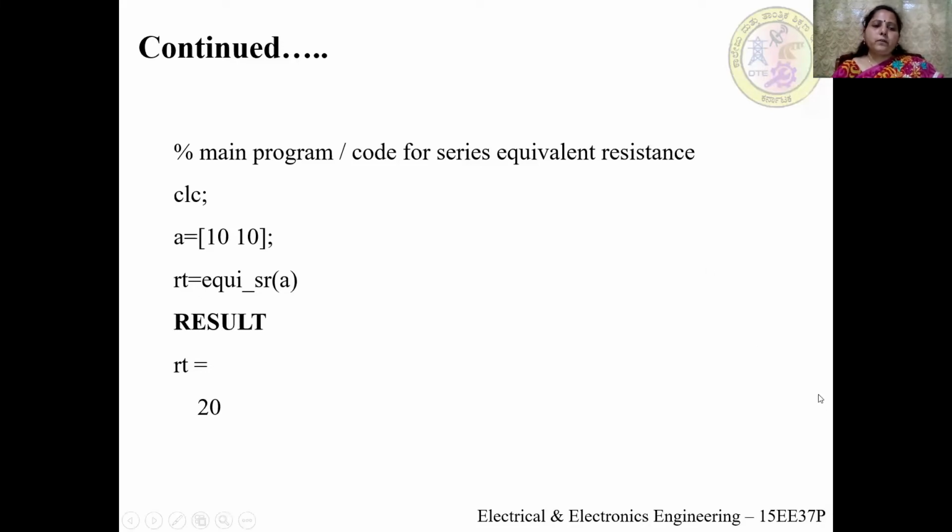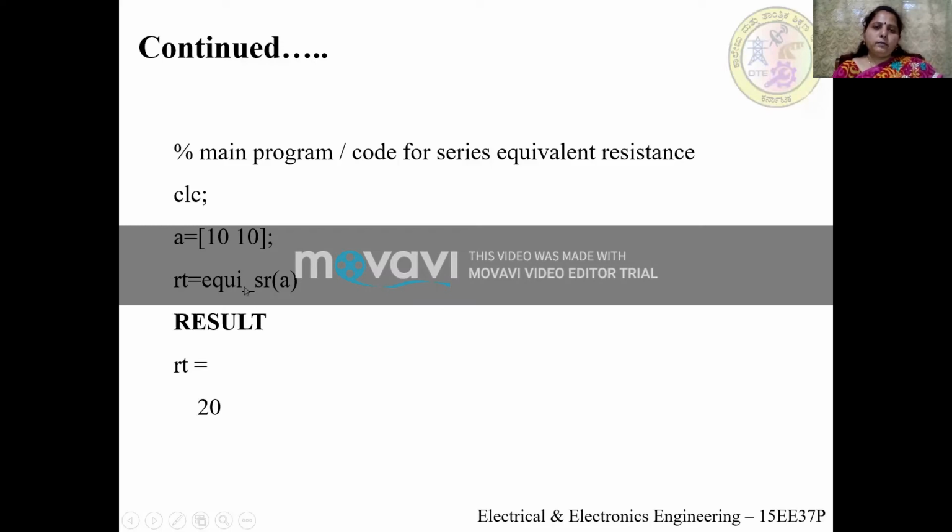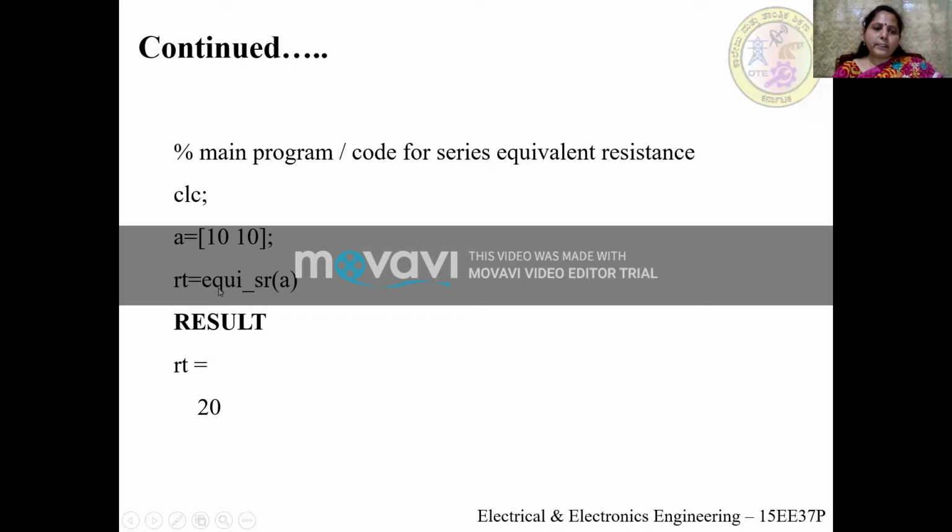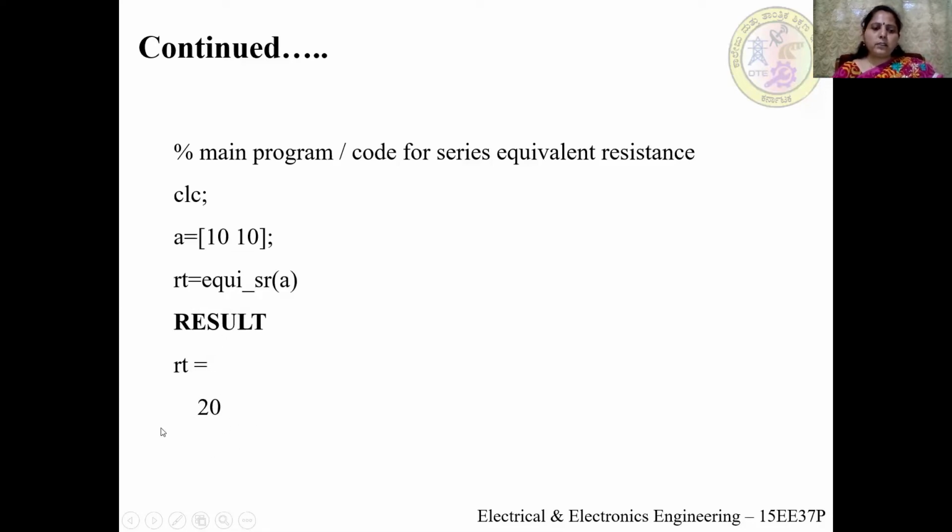Now, what happens when we call the function? It is going to execute the function. Then the function is going to return the result to this main program. Since we have given the resistor values as 10 and 10, the equivalent resistance is going to be equal to 20. So it's going to return 20 to this main program, and that is going to be assigned to a variable RT. So RT will have the value of 20. So the result is going to be RT is equal to 20.